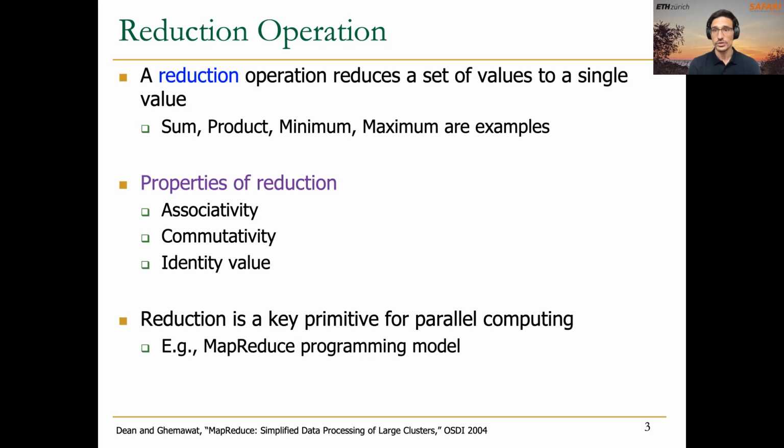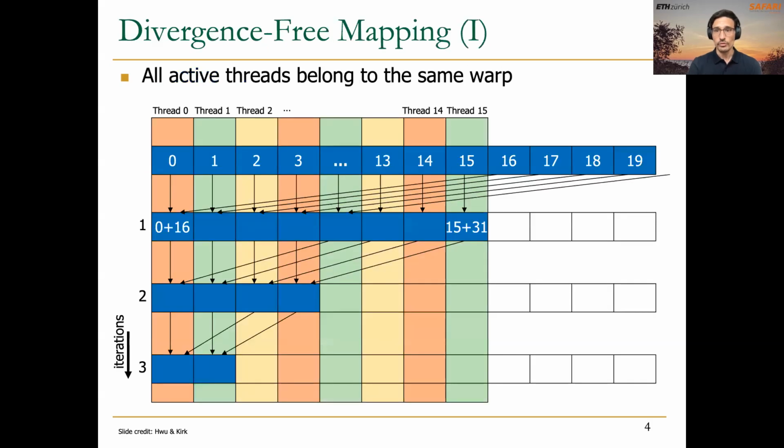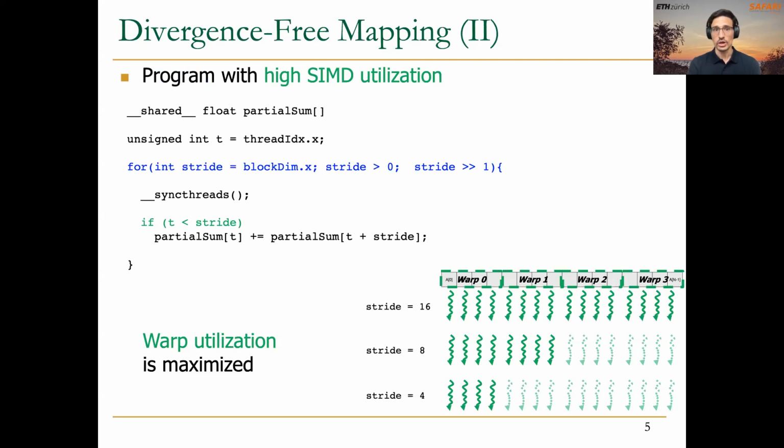It requires certain properties like associativity, commutativity, and an identity value. Reduction is a key primitive for parallel computing, as you already know. In order to implement a reduction efficiently on a GPU or other parallel processors, we have to make sure that the mapping is divergence-free. We explained that, and we explained how to make sure that the warps that are active are fully utilized in order to maximize the utilization and that way maximize the performance of the reduction operation.